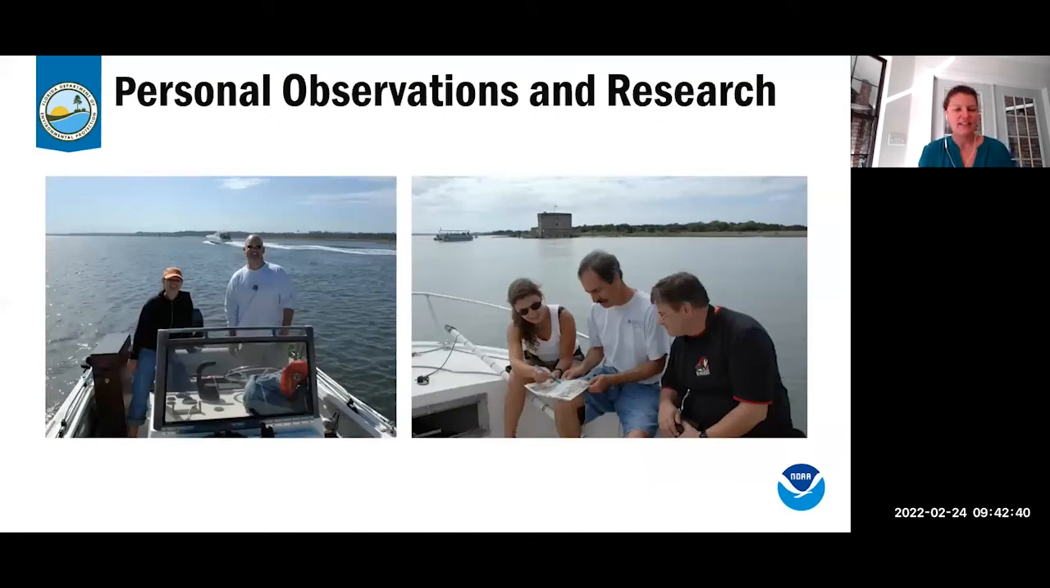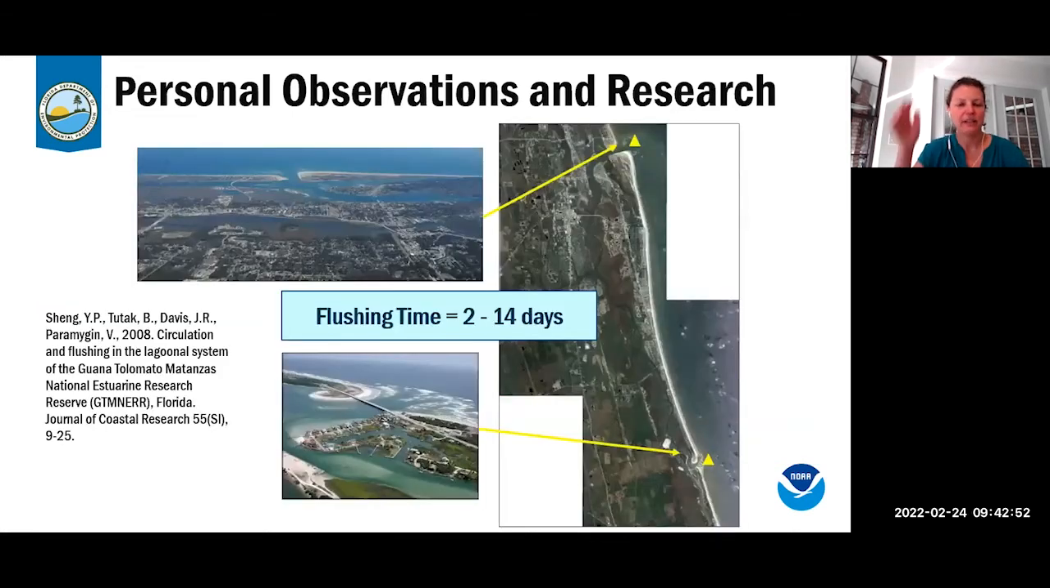So here's some pictures of me in grad school. I'd love to start with a little story. So I was doing research in the GTM estuary in grad school in the early 2000s. And basically figured out that our estuary is relatively resilient to the negative effects of pollution. And one of the reasons is that we have these two inlets to the estuary. So the water comes and leaves the estuary in about 2 days to 2 weeks. So it really doesn't have enough time to sit around and grow algae like some other estuaries do.